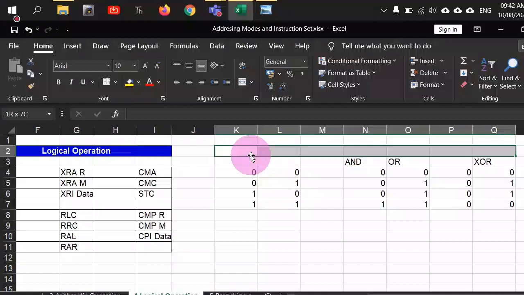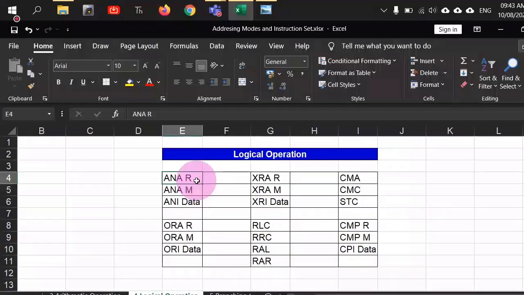ANA stands for ANDing, and register R will be ANDed with the accumulator. This is a bit by bit operation, right? Whatever is the binary equivalent of the number kept in register A will be bit by bit ANDed with register R. Similarly, there is the ANA M command, and ANI stands for AND the immediate data with the accumulator, bit by bit. On the same notes, you have the ORA R command, which will do the OR operation between register R and the accumulator bit by bit. Then there are the ORA M command and the ORI data command. These are the cousin commands for the OR operation.